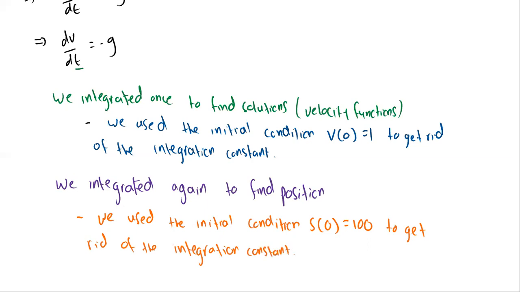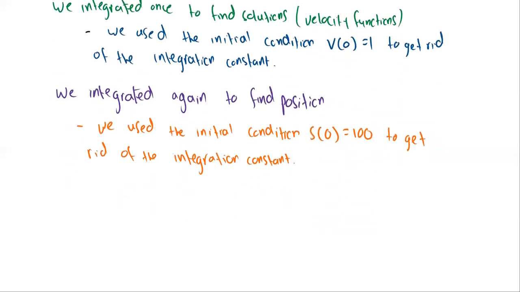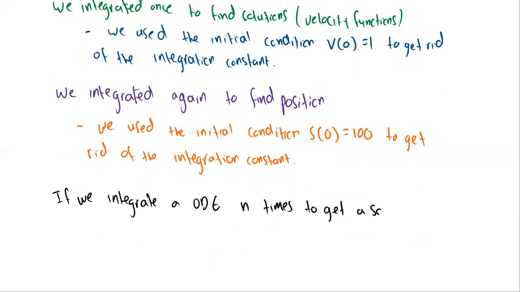that basically there's this relationship that depending on how many times you need to integrate a differential equation in order to find a solution, that's how many initial conditions you're going to need to get rid of the extra constants. So it's basically what I want you to take away from this. So basically, if we integrate an ordinary differential equation, let's say n times, to get a solution, well, we integrated n times.